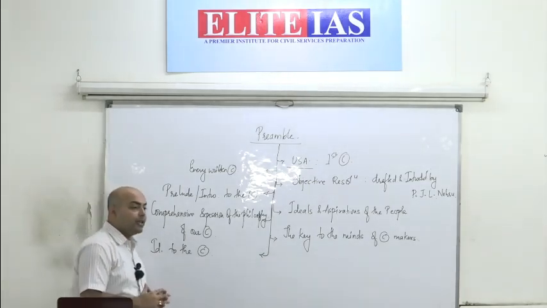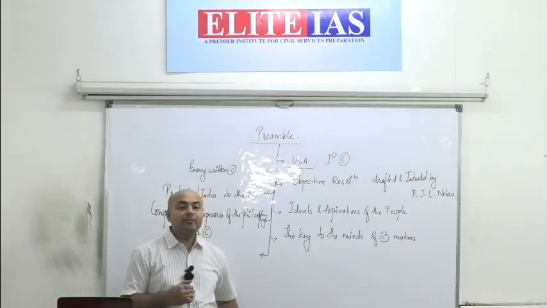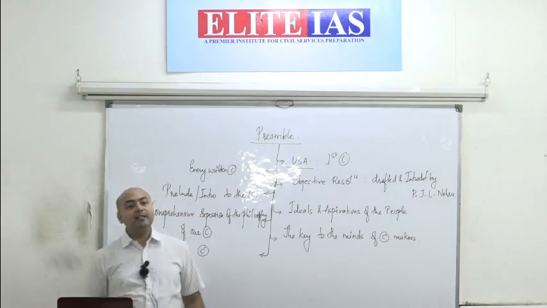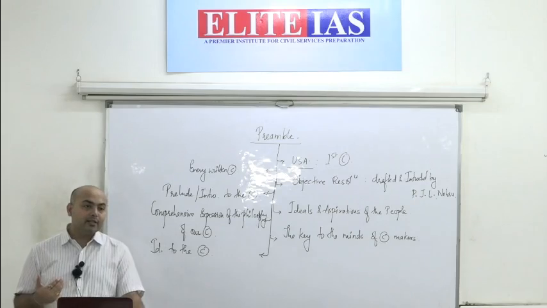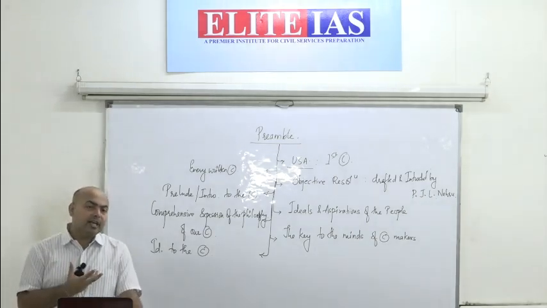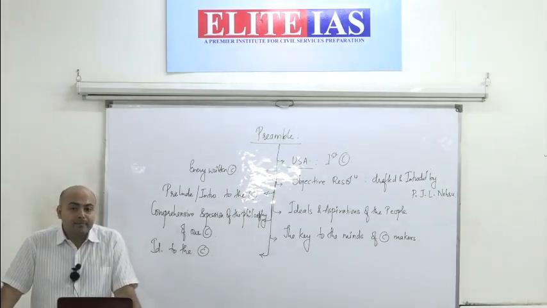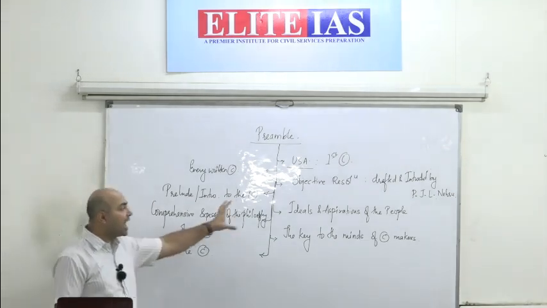If you look at the preamble of the Constitution of India, it has taken into account certain terms. Like you will find the terms such as sovereign, socialist, secular, democratic, republic, justice, fraternity, equality. All these terms are mentioned in the preamble. Now, why do we say it is a comprehensive expression of the philosophy or ideals and aspirations of the people?